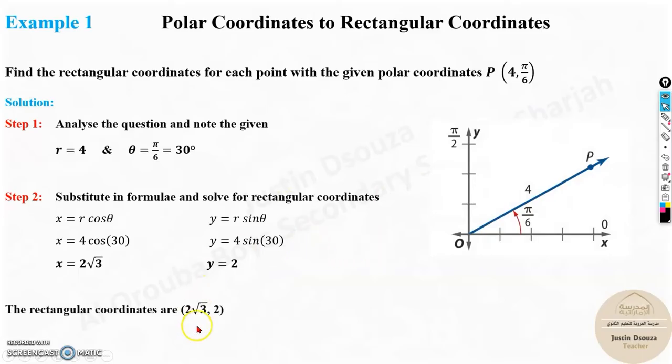So the rectangular coordinates are 2 root 3, that is x, comma y, y is 2. No need of the diagram. This is just for your understanding. It's up to you. So this is how we can do it. It's very easy, very straightforward.